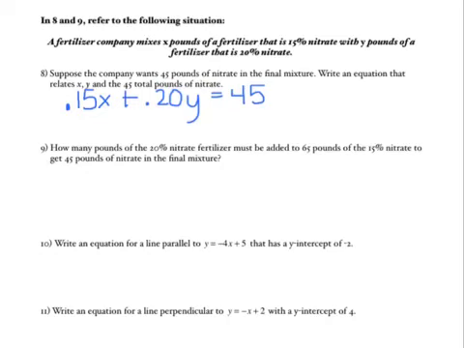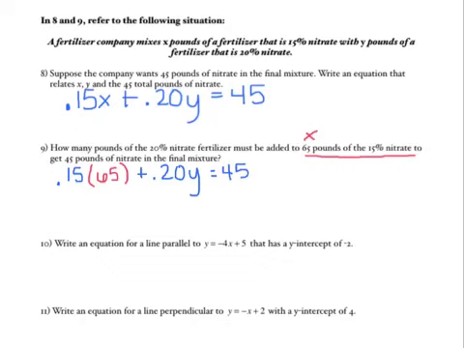It says how many pounds of the 20% fertilizer must be added to 65 pounds of the 15% fertilizer. So you need to ask yourself, is that X or Y? Well, if I look back up here, the 15% is with the X. So if I have 65 pounds of the 15%, that means that 65 must be my X value. And that's exactly what I'm going to do, plug it in for X into my equation from above. So I'm going to do 0.15 times 65 plus 0.20 times Y equals 45.